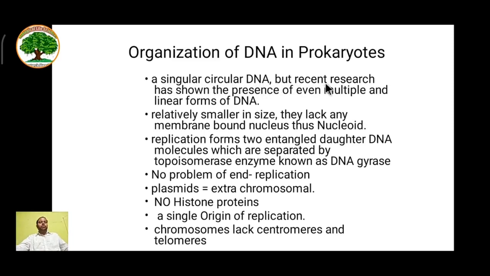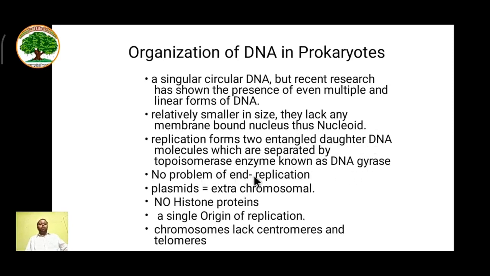Circular DNA is present, but recent research has also shown that there can be even multiple or linear forms of DNA. It's relatively smaller in size in prokaryotes. They lack any membrane-bound nucleus, thus the DNA is present in nucleoid form. The replicative form has two entangled daughter DNA molecules separated by the topoisomerase enzyme, which is called DNA gyrase.